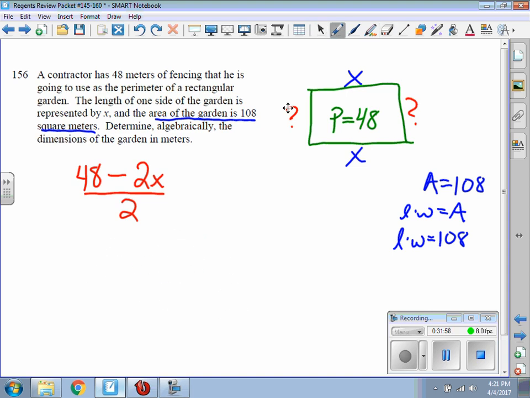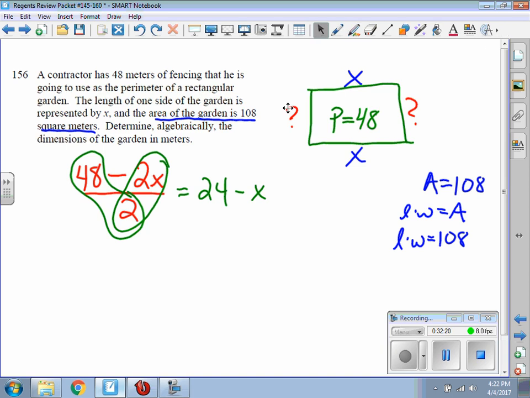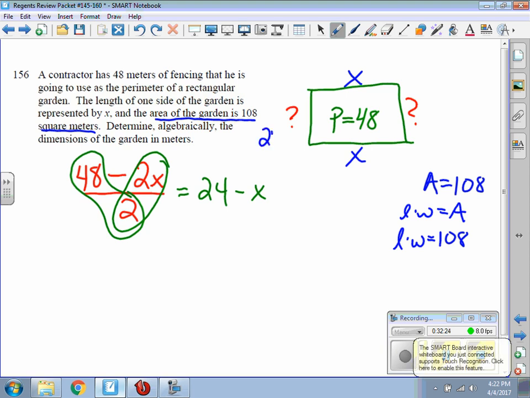Okay, so this represents the width. Let's clean this up. 48 divided by 2, that's 24. 2x divided by 2, that's a minus x. So now the two widths are 24 minus x and 24 minus x. Okay, all of that just to help us figure out what's the area.